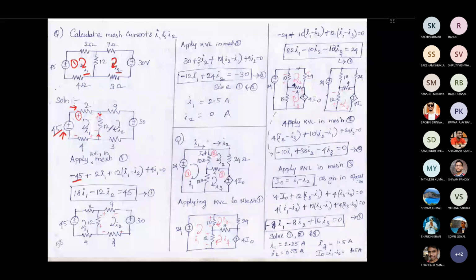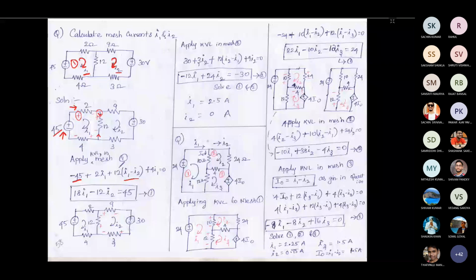This is I1 and the bottom one is I2. So here, as we know, only the resultant current can flow through this path. Since we are seeing it from mesh 1, we have to consider this current as the higher magnitude. So what do we need to do? We have to consider I1 minus I2.